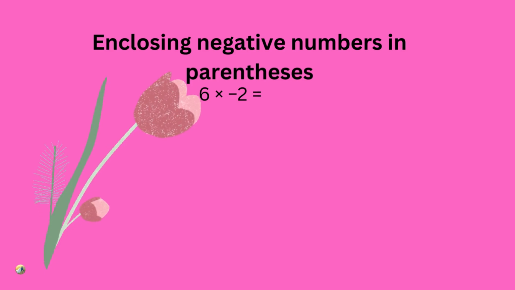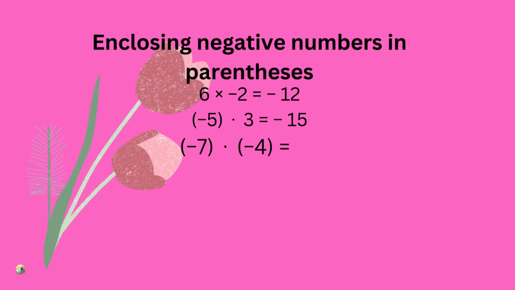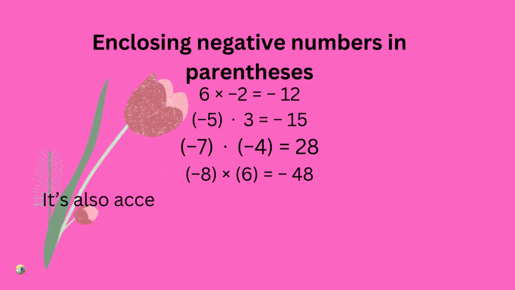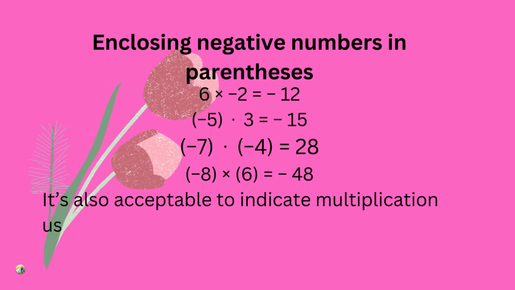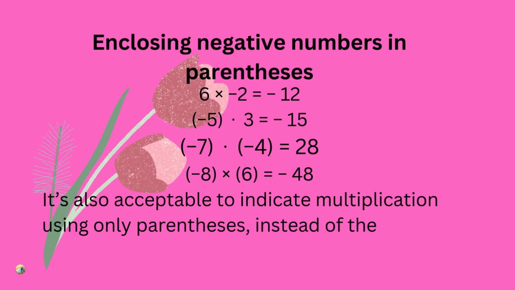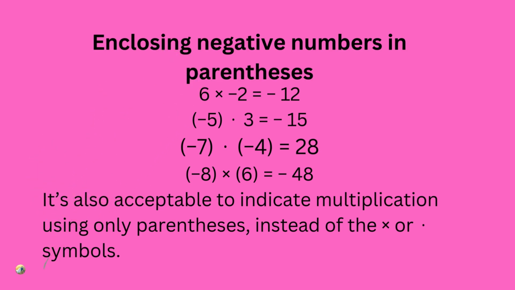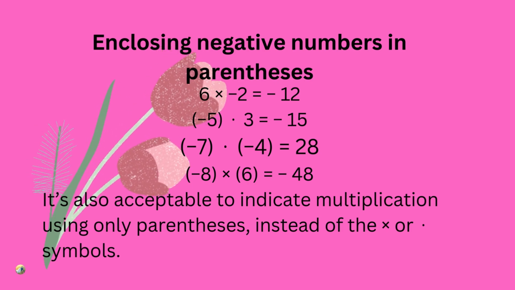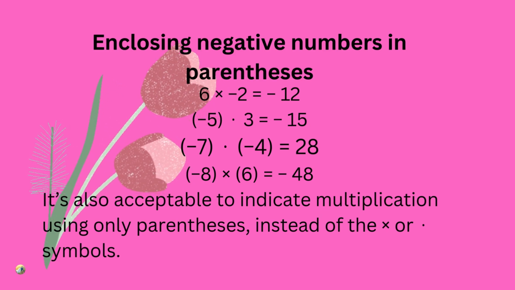Now let's talk about enclosing negative numbers in parentheses. When we multiply negative numbers, it's good to get into the habit of enclosing negative numbers in parentheses, especially when the negative number is the second number. But all of these are acceptable whether we are using brackets or not. Here are some examples. We will see that in some examples we are using parentheses, and in some examples we are not using parentheses, and in one example we are using parentheses only with the negative number and not with the positive number.